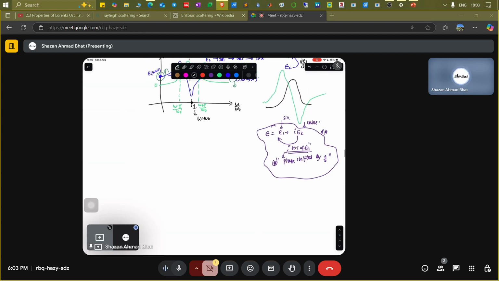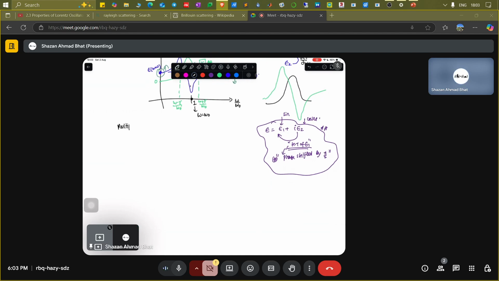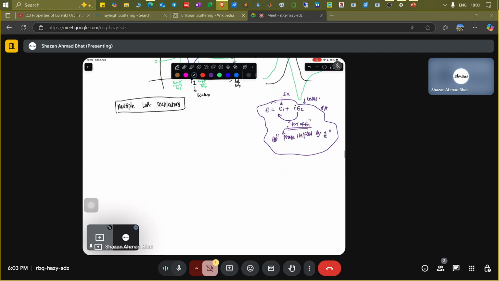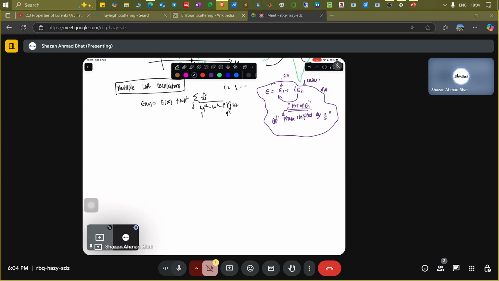Now, we can think about what happens if we have multiple Lorentz oscillators. Then we can have epsilon of omega equal to epsilon infinity plus omega p squared, summed over all of these oscillators, 1, 2, 3, and so on, of 1 divided by omega j squared minus omega squared minus i gamma j omega. Here gamma j is the damping for each oscillator, and omega j is the frequency of each oscillator. That is the fundamental of this. And this particular thing is called the oscillator strength.